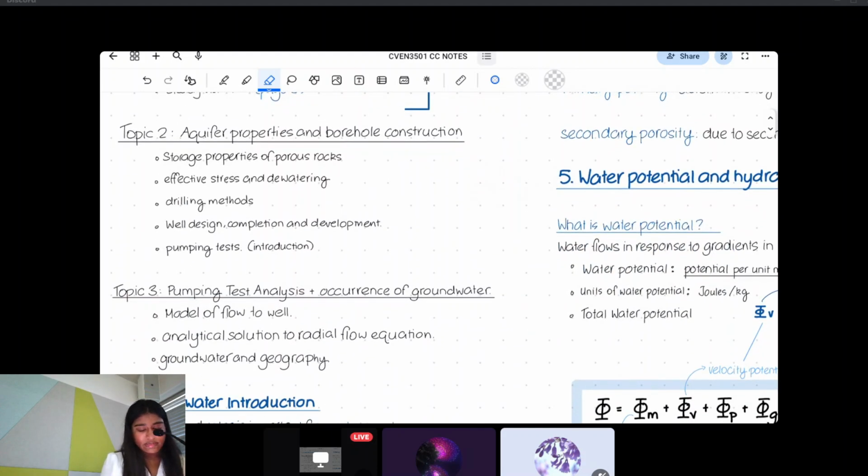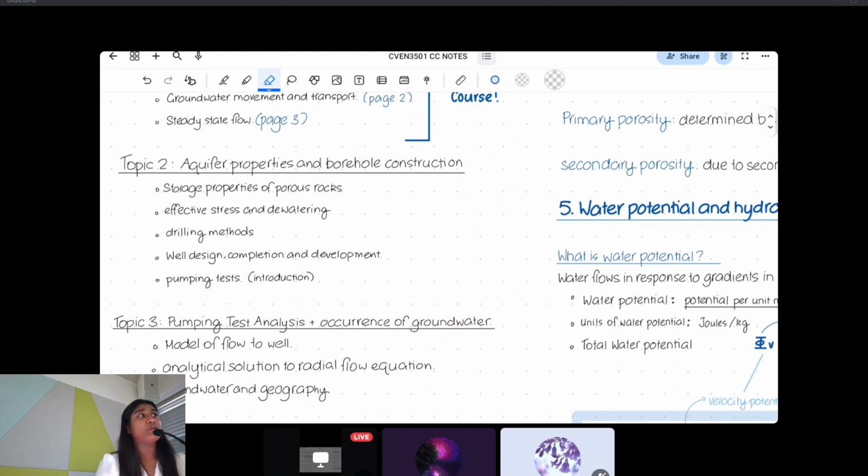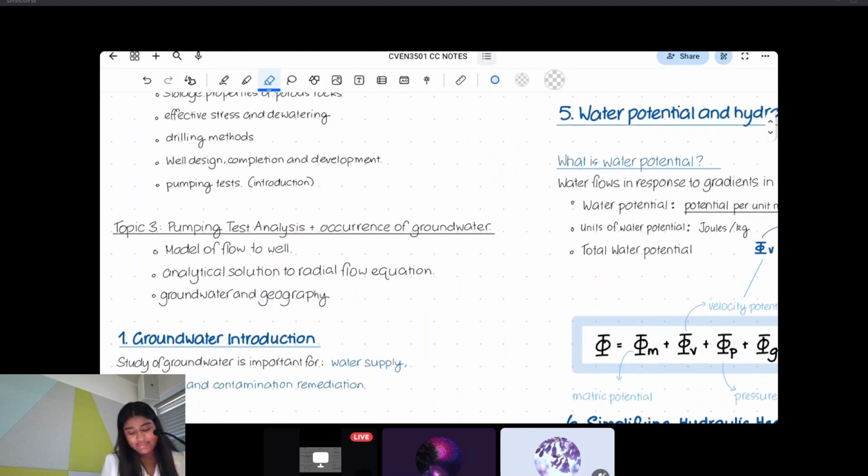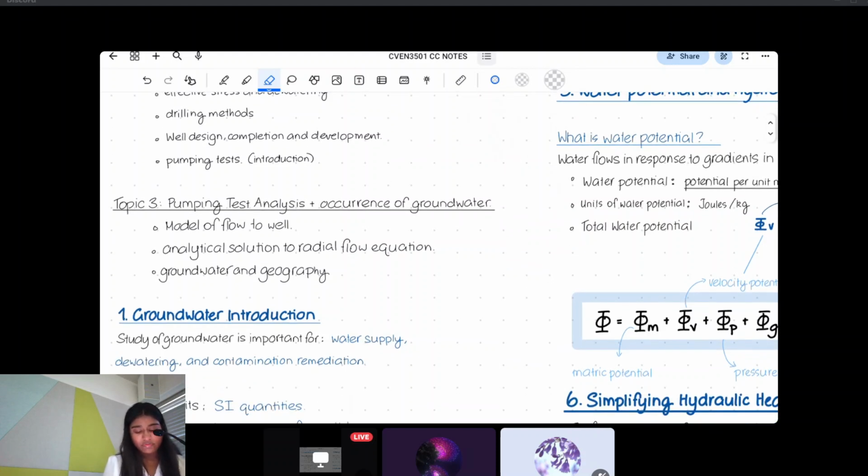The other 2 topics are to do with aquifer properties and borehole construction. That will be a lot to do with the properties of an aquifer, which I'll explain in a second, and then borehole construction. Boreholes are used to access groundwater, which sits in the aquifer underneath the ground. Then topic 3 is the pumping test analysis and the occurrence of groundwater. You will look at the modeling of groundwater flow into a well, the analytical solution for the radial flow equation, and how geography impacts the movement and dynamics of groundwater.